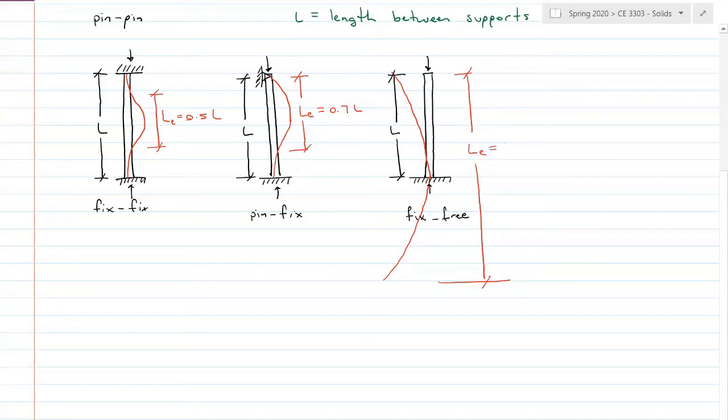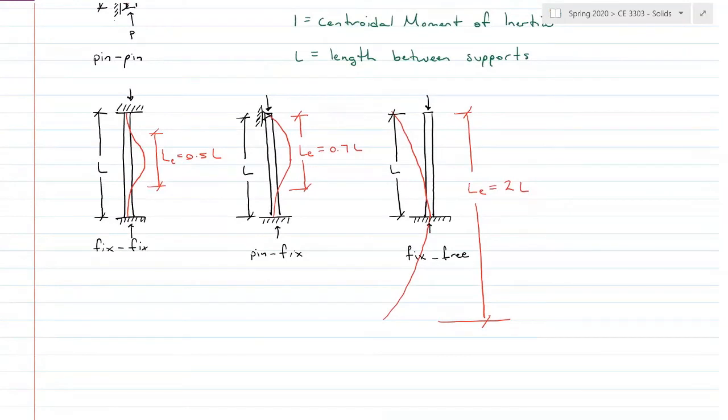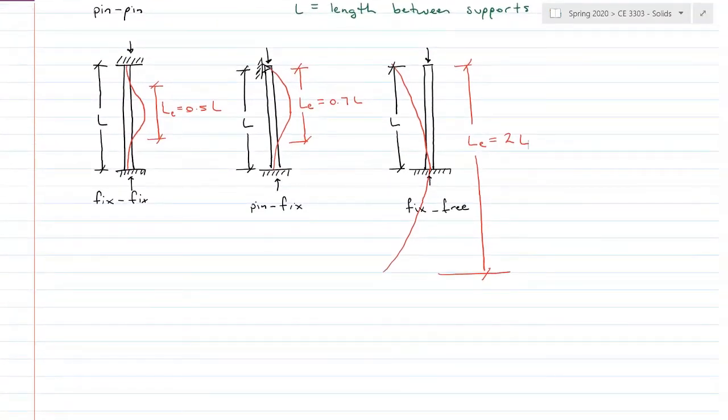And this effective length is going to be 2 times the length between supports. And I have my finger quotes up there because free obviously isn't a support, but it is a support type, right? So here's all of my columns. So now I have this LE, which is the effective length.